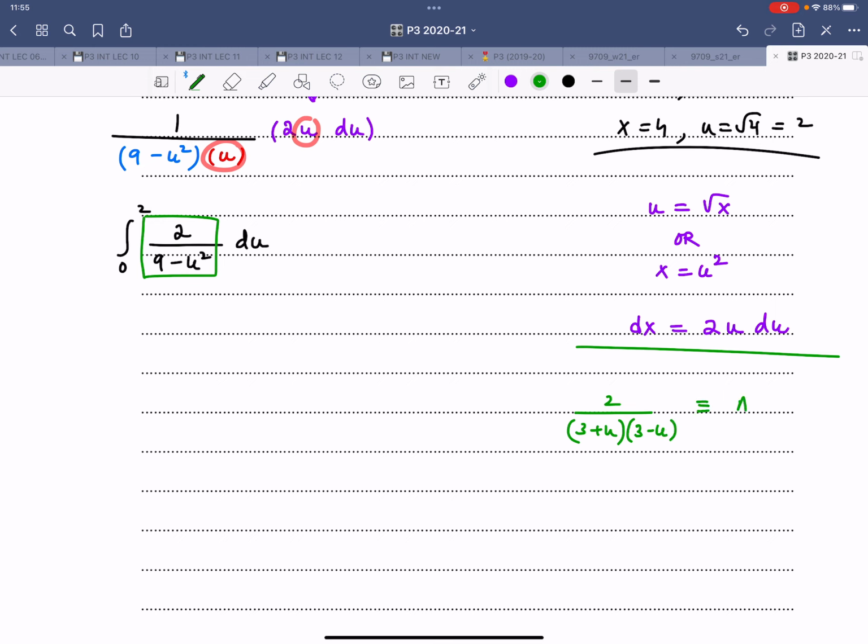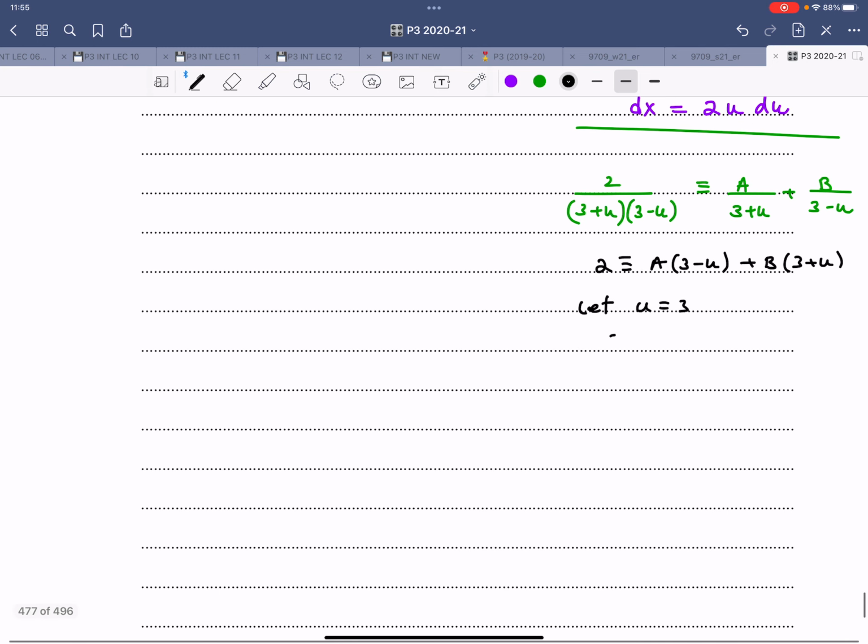That is a constant over the first factor, another constant over the other factor. Take LCM, 2 is identical to a times 3 minus u and b times 3 plus u. Let u equal 3, so a would disappear. So 2 equals 3 plus 3 is 6b. So therefore b comes out to be 1/3. Let u equal negative 3, now b would disappear. And 3 minus 3 is again 6. So 2 equals 6a. Therefore, a also comes out to be 1/3.